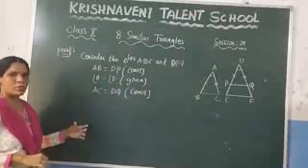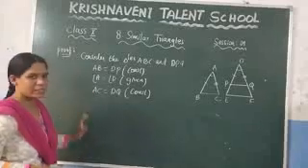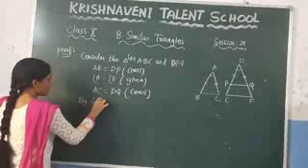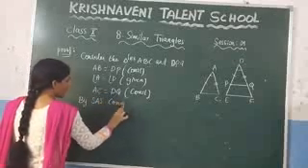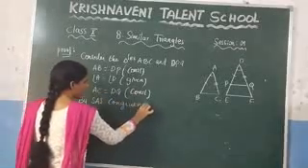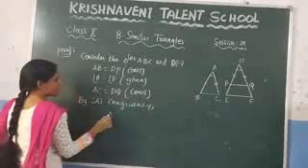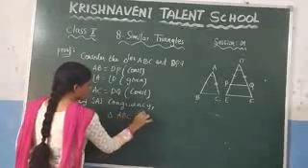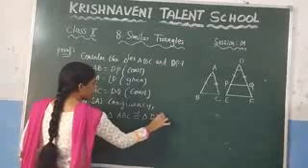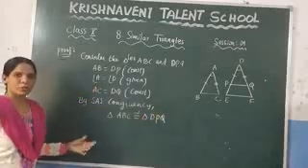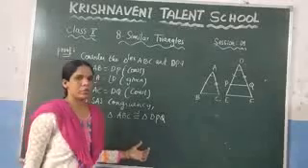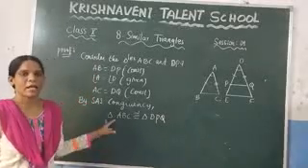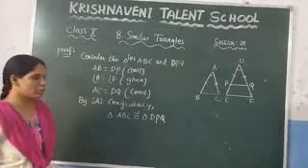So by SAS criterion, write it here, by SAS congruency, what we can say here, those two triangles are congruent. Triangle ABC is congruent to triangle DPQ. And you know the congruency, when do you say two triangles are congruent? If the corresponding angles are equal and the corresponding sides are also equal.